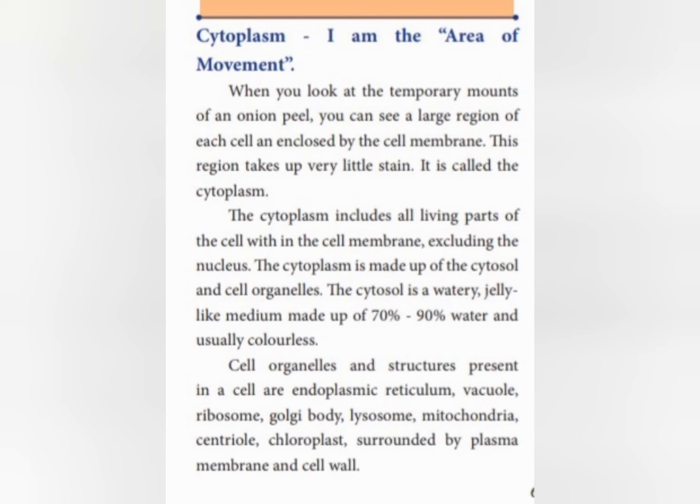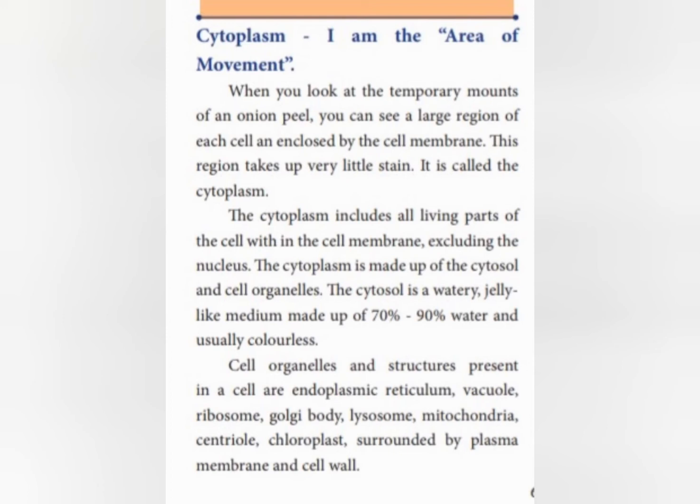The cytoplasm is made up of cytosol and cell organelles. The cytosol is a watery, jelly-like medium made up of 70 to 90% of water, and usually colorless. So this region takes up very little strain.